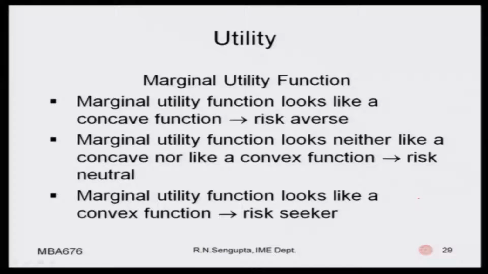So, if you consider the marginal rate function, it looks like a concave curve for the risk averse person. Similarly, for the person who is risk neutral, it will be not a concave or a convex curve, which is basically the straight line, which is the blue one. And the marginal rate looking like a convex curve is a risk seeker person. That means as the wealth increases, the overall risk perspective also changes accordingly in the positive direction.